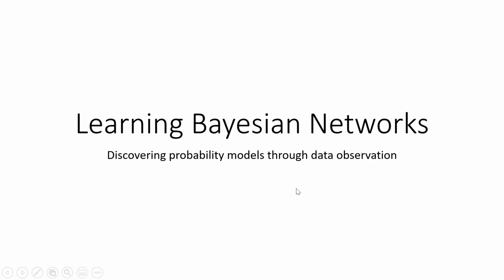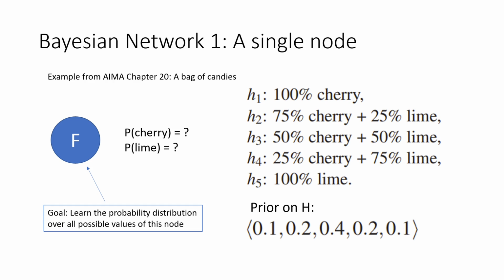So I'm going to be talking about learning Bayesian networks. What that means is Bayesian networks are structures that model probability-based relationships in the real world, and we can use machine learning to discover their structure through observing data. So I'm going to start from the most simple Bayesian network, which is a single node, and go up in complexity and explain techniques in order to learn these.